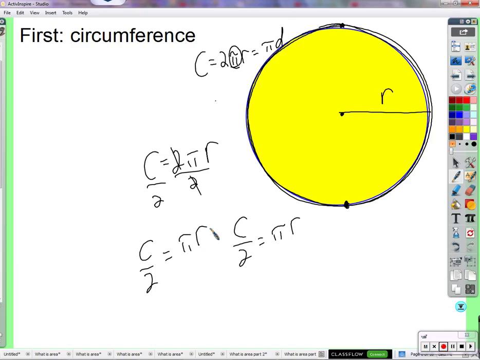Right? Maybe not a ton, but some at least. So half the circumference is pi r. So how are we going to turn this circle into a rectangle? We'll take it step by step so you can see the idea.